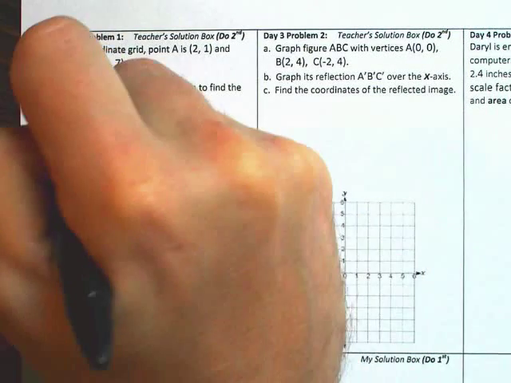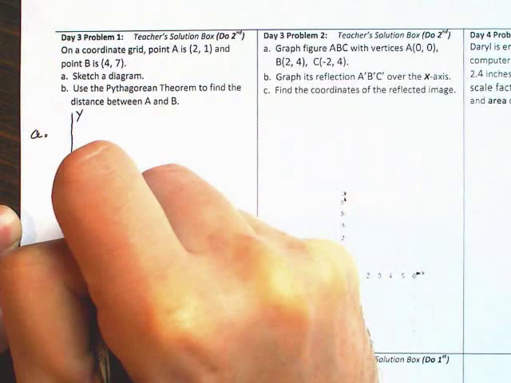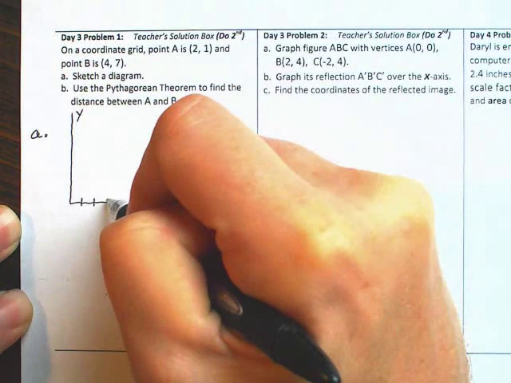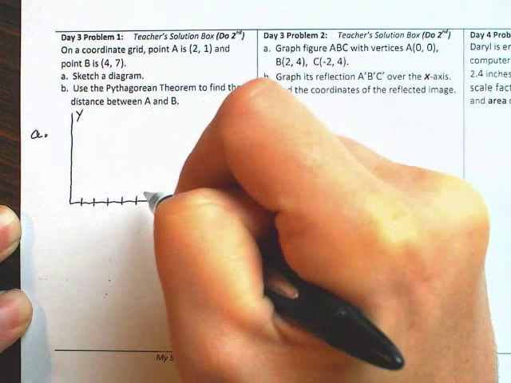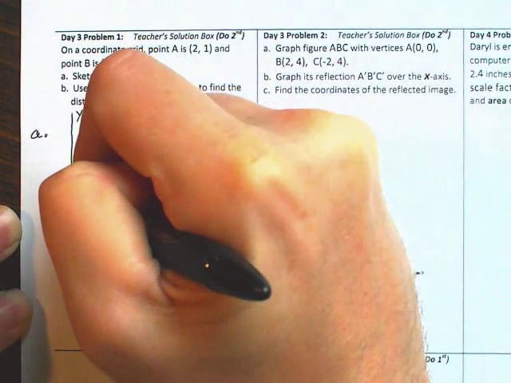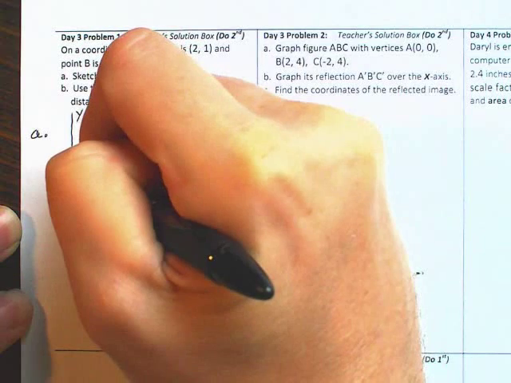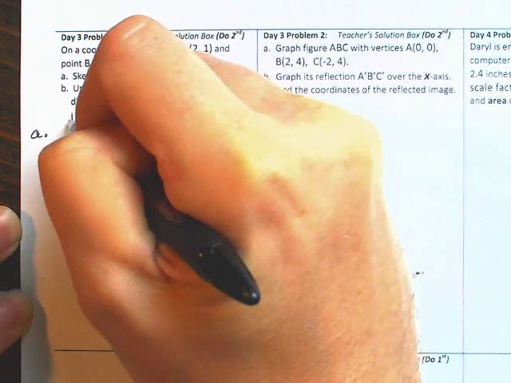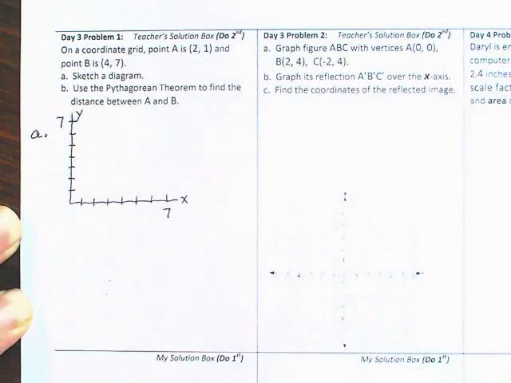Here is the x-axis, here is the y-axis. 1, 2, 3, 4, 5, 6, 7 is far enough to accommodate the dots. 1, 2, 3, 4, 5, 6, 7 for the y value.